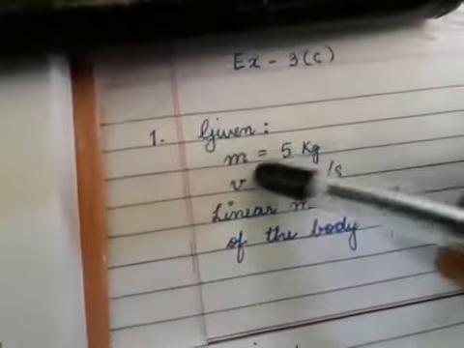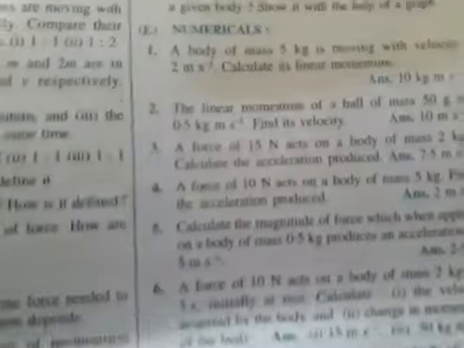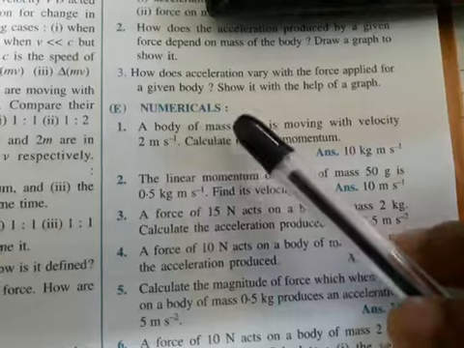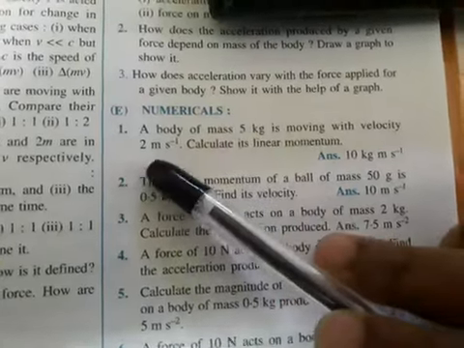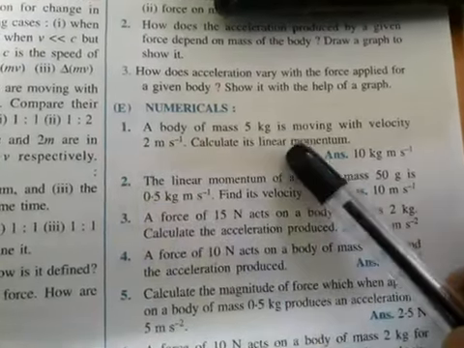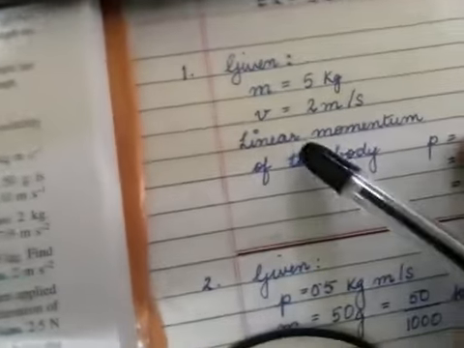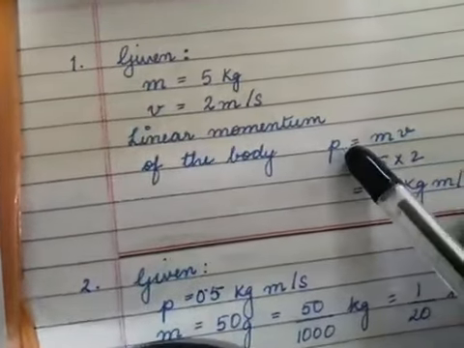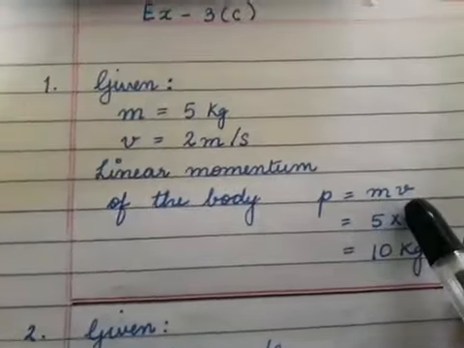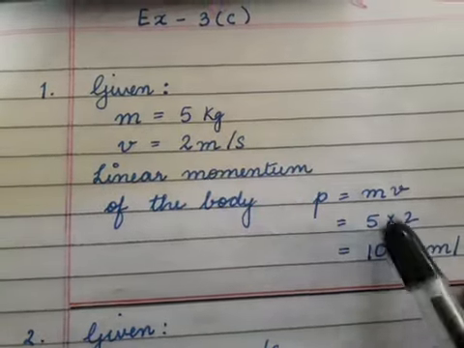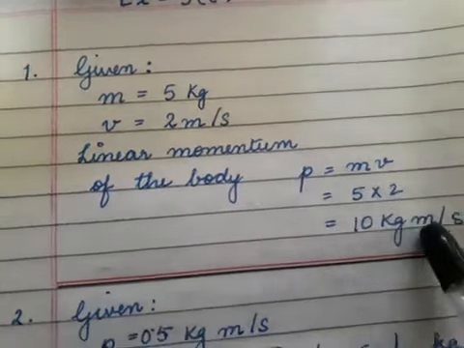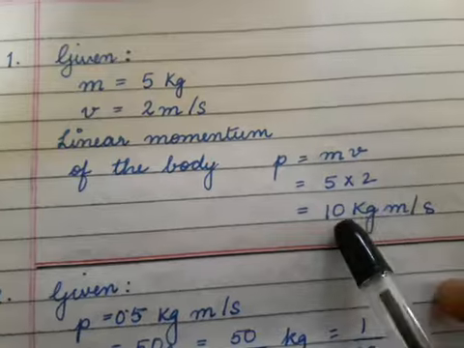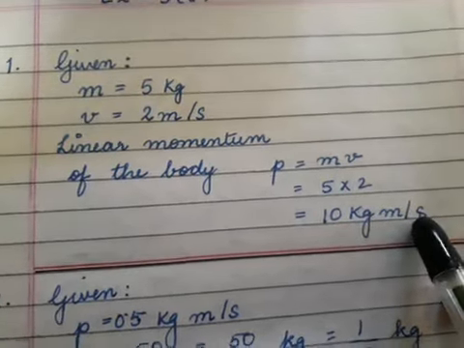So I have written given mass 5 kg, and it is moving with a velocity 2 meter per second. So given mass 5 kg and velocity 2 meter per second, what is the linear momentum? Linear momentum we denote by the symbol P, which is equal to m into v. So put the value for m, put the value for v, multiply and you will get this answer. Answer is 10 kg meter per second. Clear? The next question, see.